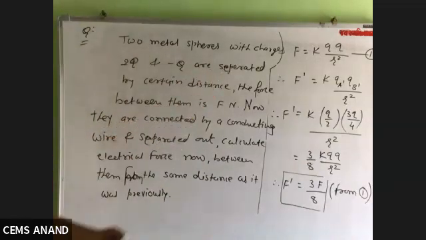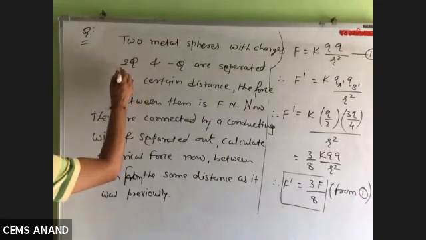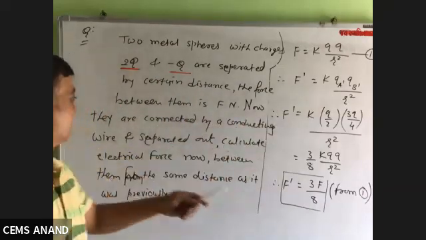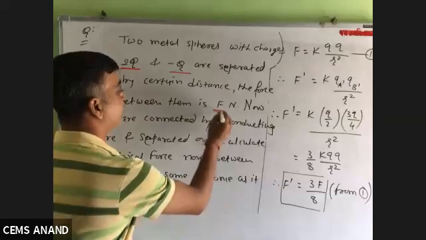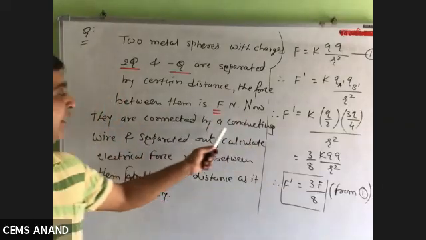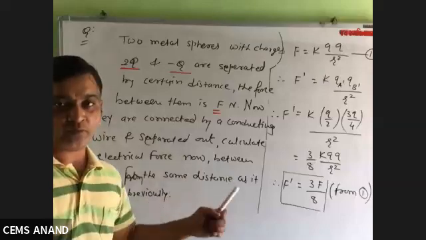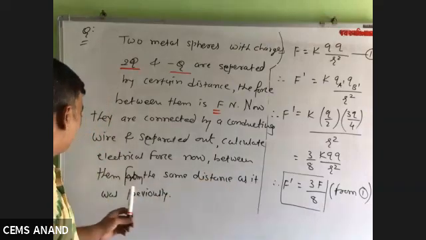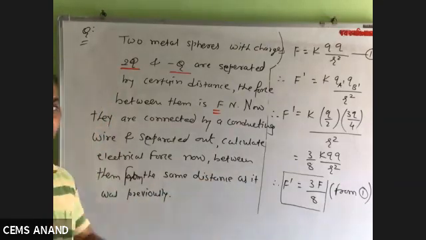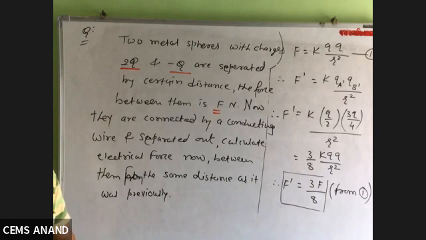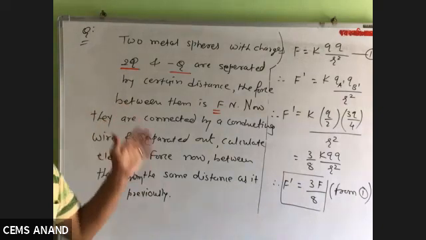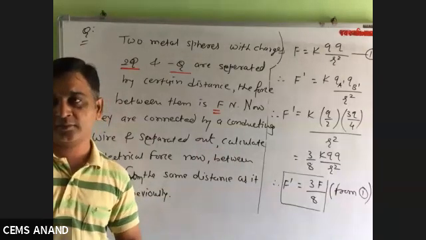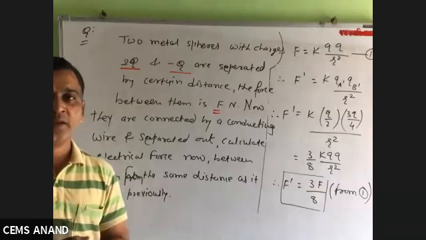Two metal spheres with charges 2Q and minus Q are separated by a certain distance. The force between them is F. Now they are connected by a conducting wire and separated out. Connected first and then separated out. Calculate the electrical force now at the same distance as it was in the previous case. So you can see the problem is almost similar to the problem we did previously.